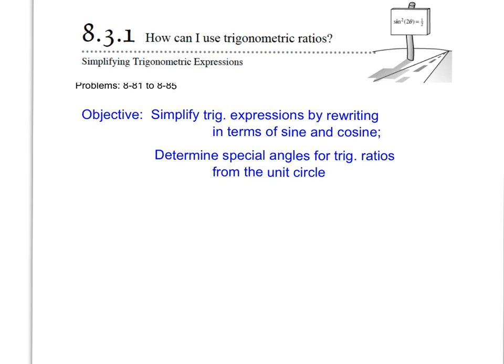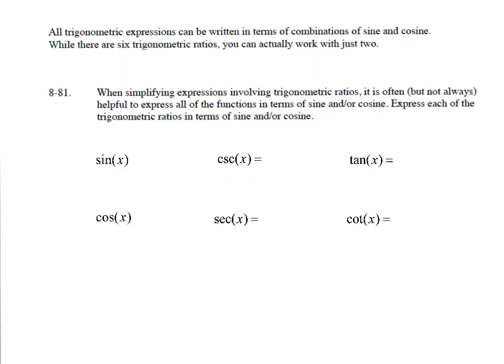Lesson 8.3.1. How can I use trig ratios? The objective today is to simplify trig expressions by rewriting in terms of sine and cosine, and then determine special angles for trig ratios from the unit circle. All trigonometric expressions can be written in terms of combinations of sine and cosine. While there are 6 trigonometric ratios, you can actually work with just 2. When simplifying expressions involving trigonometric ratios, it is often, but not always, helpful to express all of the functions in terms of sine and/or cosine.